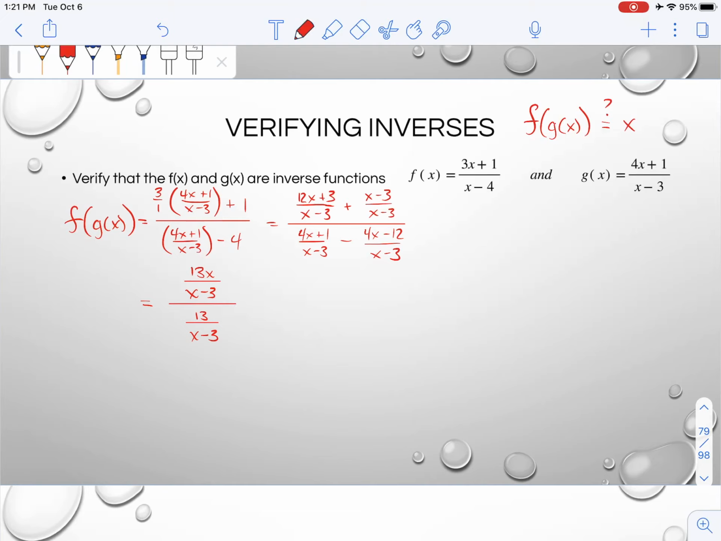All right. A couple ways I can reduce from here, but let's invert and multiply. So here I'm going to have 13x divided by x minus 3 times the reciprocal of my denominator, x minus 3, divided by 13. And if I do some simplification and canceling, the x minus 3's cancel, the 13's cancel, and I am in fact left simply with x. Therefore, f and g are inverses.